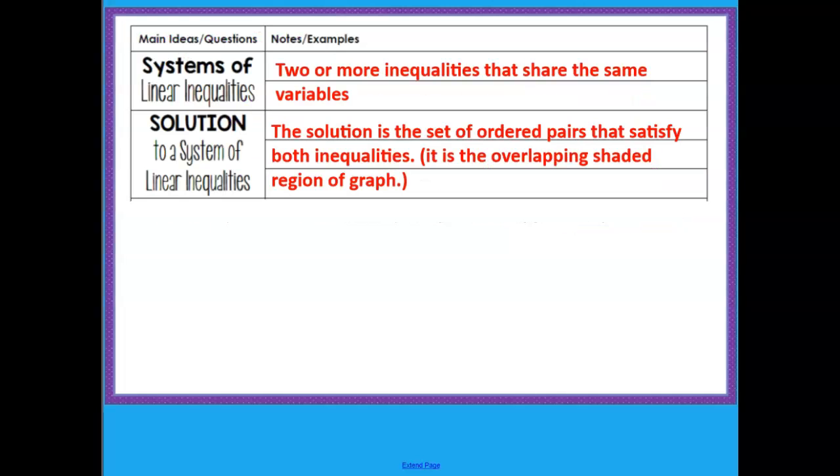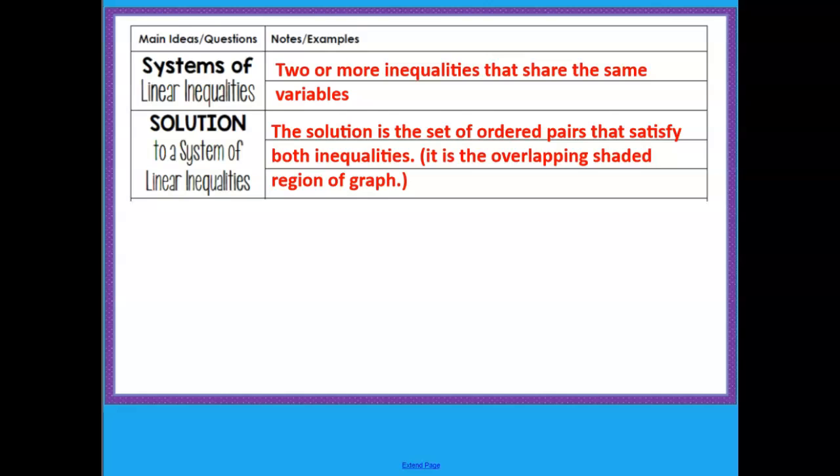on a graph. A system of linear inequalities is when you have two or more inequalities that share the same variables. So for your level, we'll only ever be working with two inequalities. The solution set is all of the ordered pairs that satisfy both inequalities. Now this is a really important key vocabulary word.